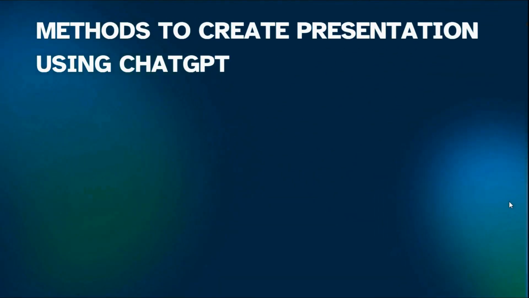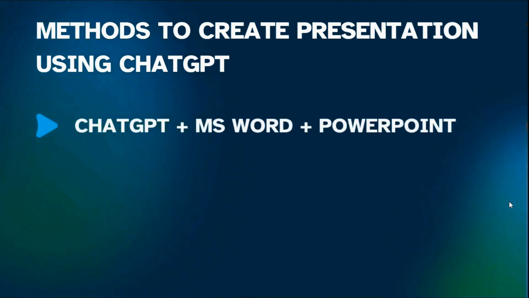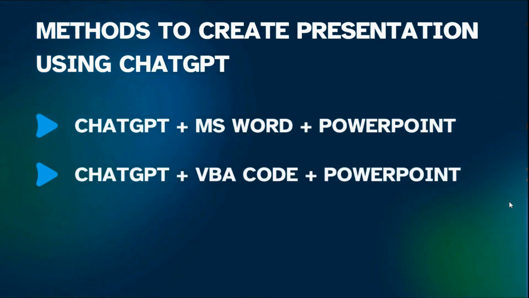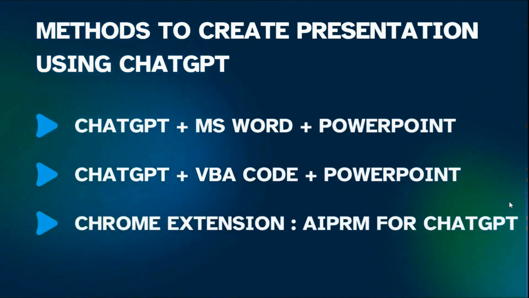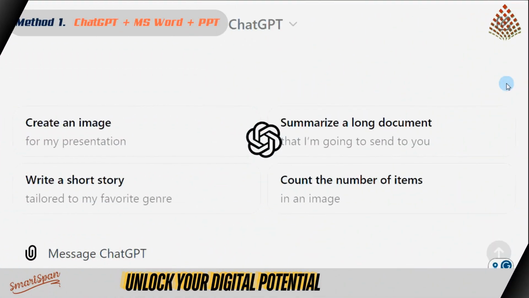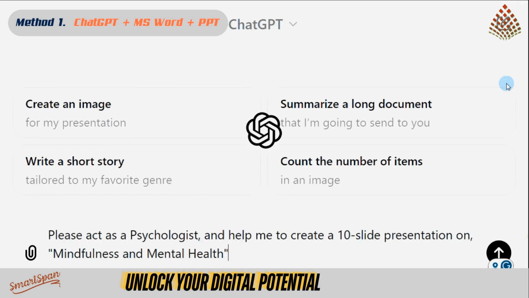Here are 3 quick methods to create presentations using ChatGPT. The first method is to generate your content, organize it in Word, and then paste it into PowerPoint. The second one is to use content, and then automate slide creation with a simple VBA code. Finally, install the extension and use prompt templates. Let's start with generating content using ChatGPT.